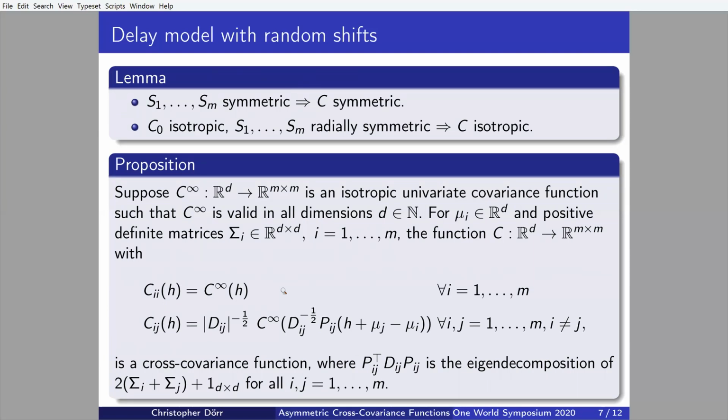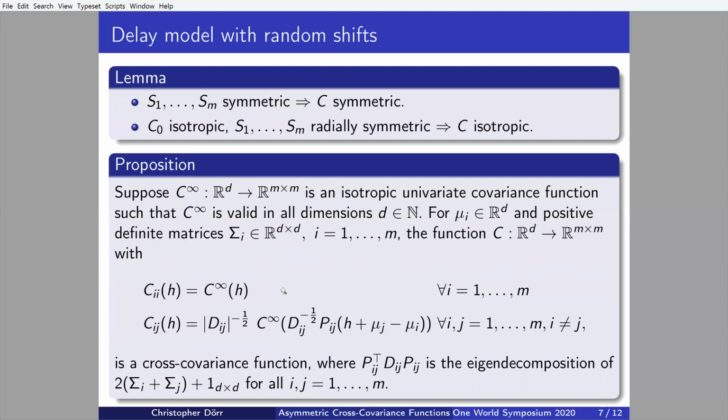the cross-covariance function. In fact, symmetric shifts lead to a symmetric cross-covariance function, and in case that the underlying univariate covariance is isotropic and the shifts are even radially symmetric, we get an isotropic cross-covariance function. Analogous results hold up to shifts.